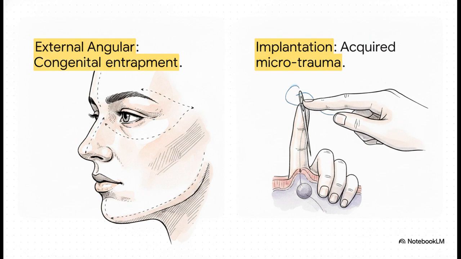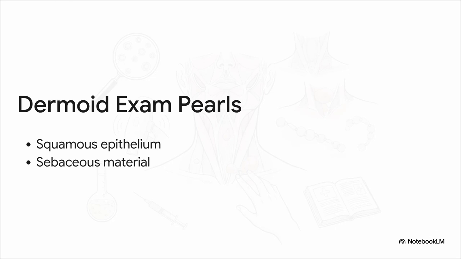This happens when a tiny fragment of living epidermis is forcefully driven into deep tissues by occupational microtrauma, like, say, chronic needle pricks over years of sewing. Clinically speaking, both of these are lined by true stratified squamous epithelium and packed tight with opaque sebaceous material.